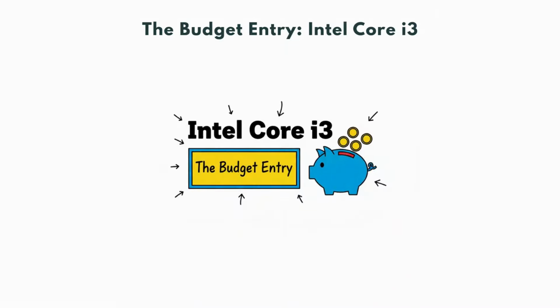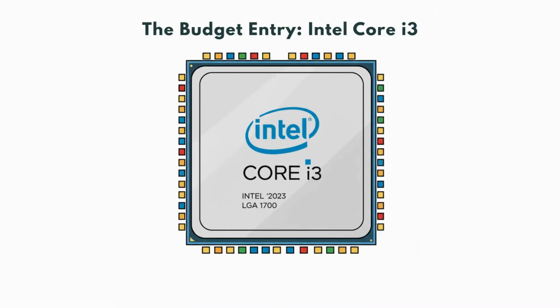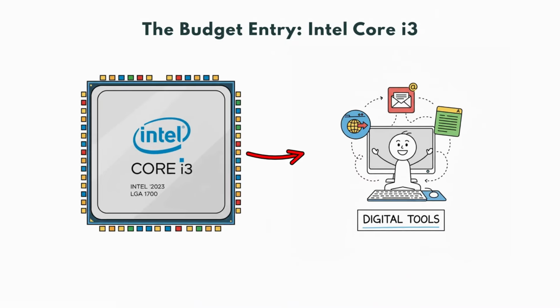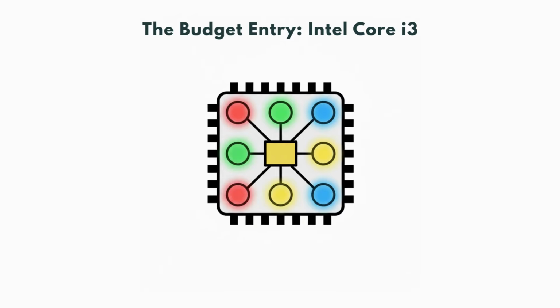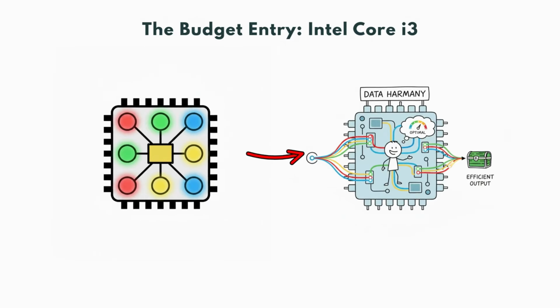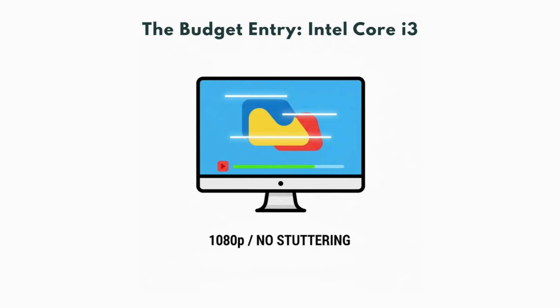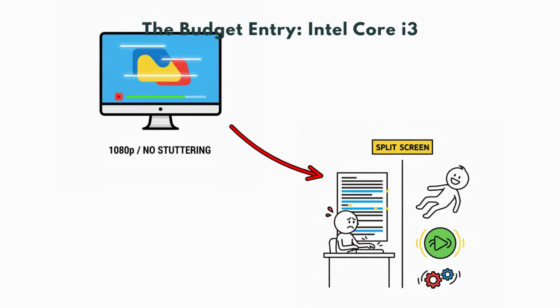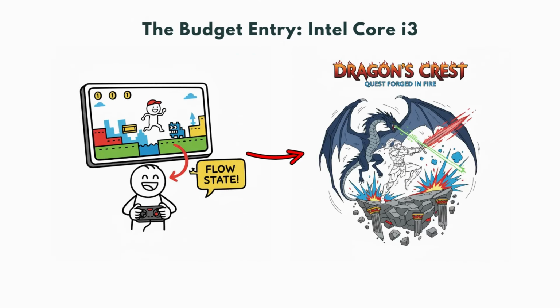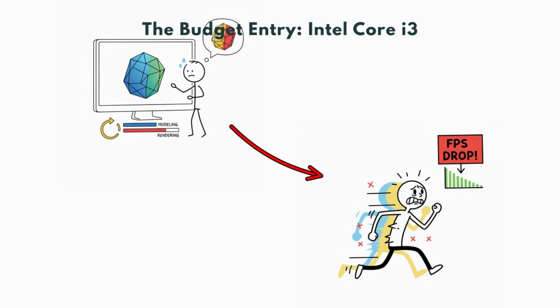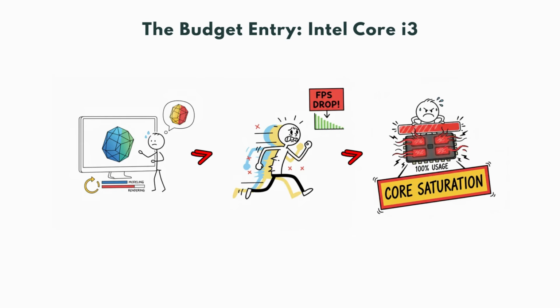The budget entry, Intel Core i3. The Intel Core i3 is the entry-level architecture designed for basic computing and light multitasking. It typically features 4 to 6 cores, providing just enough silicon throughput for web browsing, 1080p video playback, and editing text documents simultaneously. It handles light gaming, but running a modern AAA title or heavy render will result in immediate frame drops and stuttering due to core saturation.